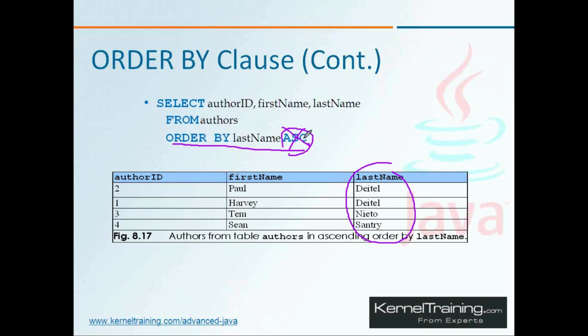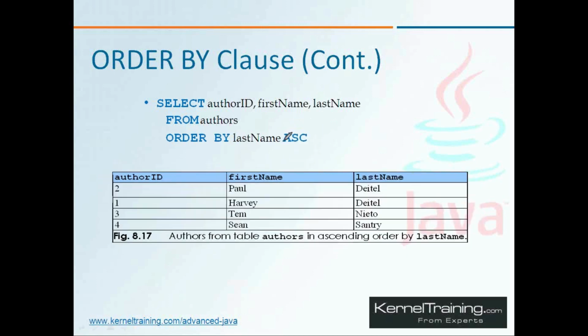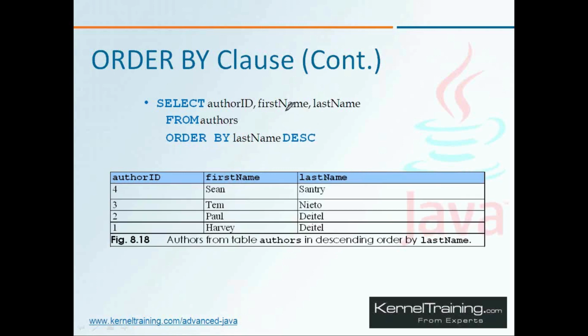ASC stands for ascending order, right? But if you want to order in descending order, DESC is mandatory. For ascending order, there is no need to say it, because if you simply say order by last name, that is enough. By default, it is going to give us ascending order. That is called ascending order.